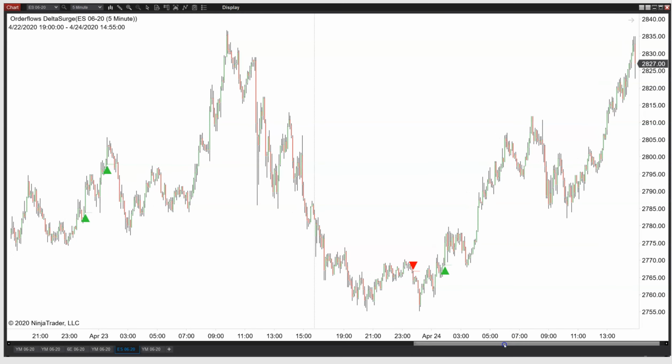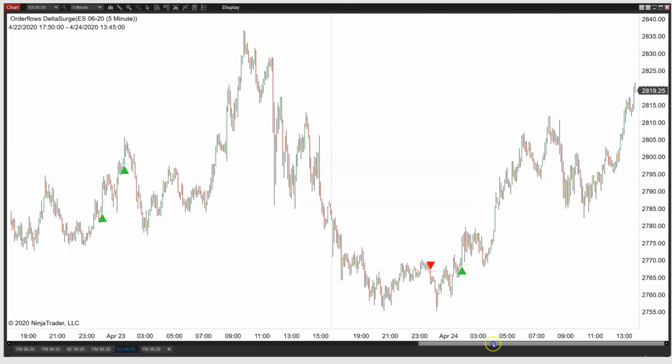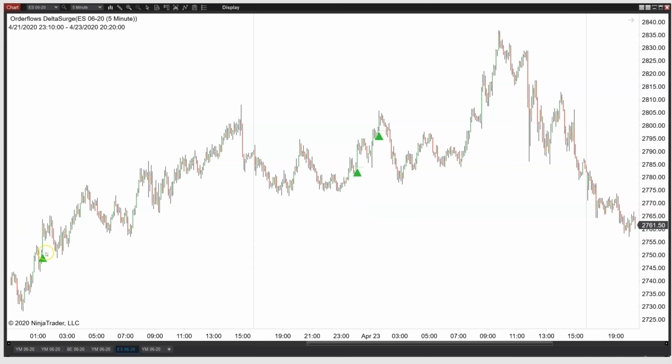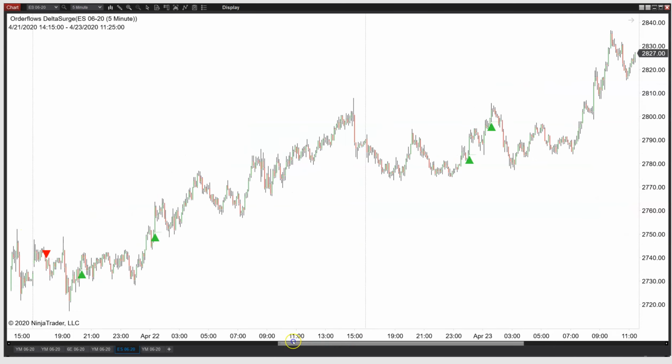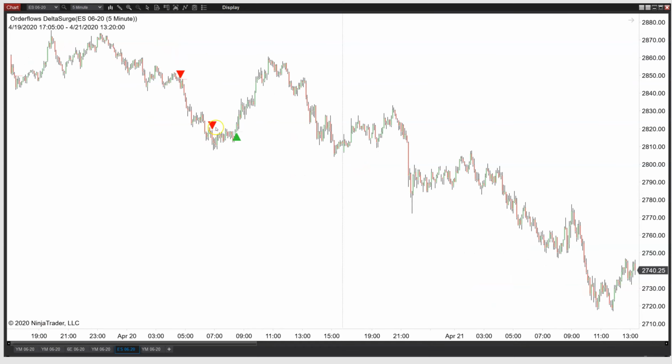But I look at that right here. You had a nice little sell here, but what's better is this nice buy right here. Here was a buy here, here's a buy here. It's a 5-minute chart. Look at this, a nice sell here, a nice buy here.